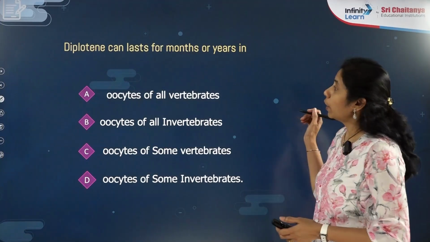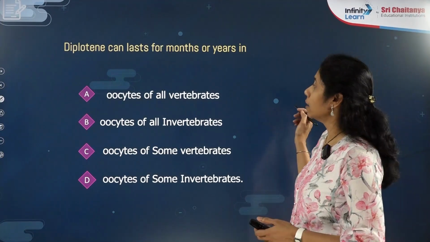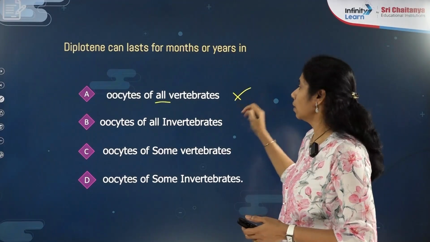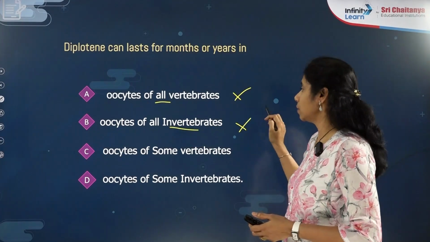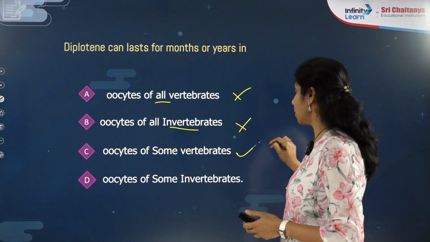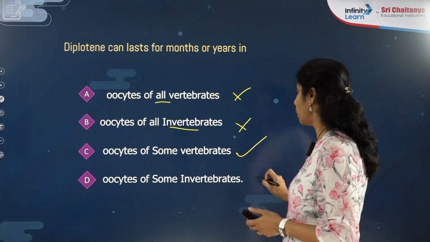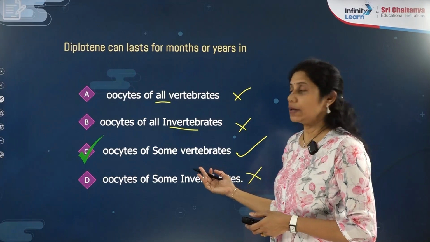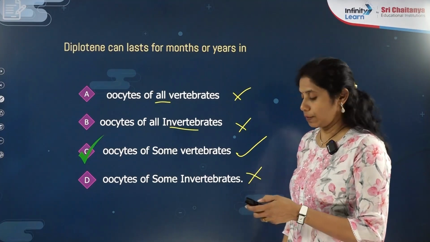Next one. Diplotene can last for months or years in oocytes of all vertebrates. This is wrong. Oocytes of all invertebrates. Wrong. Oocytes of some vertebrates. Correct. Oocytes of some invertebrates. It is wrong. So, for this, the correct one is the oocytes of some vertebrates.